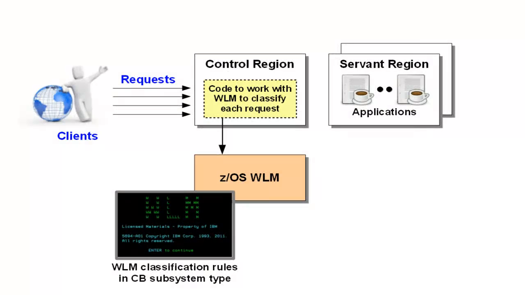In WebSphere for zOS, all requests that come to an application server first hit the control region, and one of the functions of the control region is to then turn and work with zOS WLM to classify the work based on rules that are found in the CB subsystem type. And when that is done, then WLM will pass back to the control region the service class and reporting class for the request, and that's what will be used to pass into the servant region.